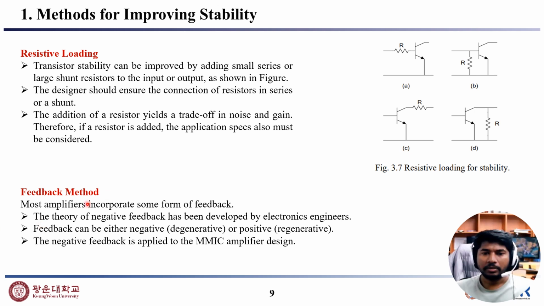And for feedback method, most amplifiers incorporate some form of feedback, as you all know. But the theory of negative feedback has been developed by electronic engineers, and feedback can be either negative or positive. When feedback is negative, then we call it degenerative, and when positive, then we call it regenerative. And negative feedback is applied to the MMIC amplifier design because this is very useful.